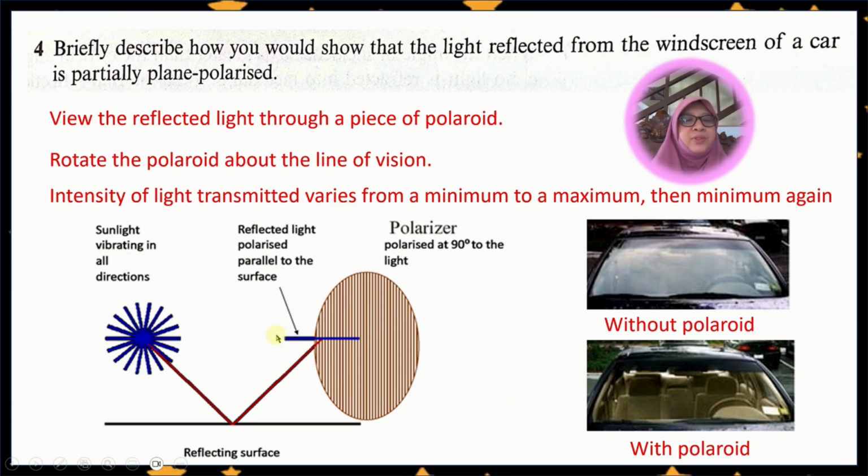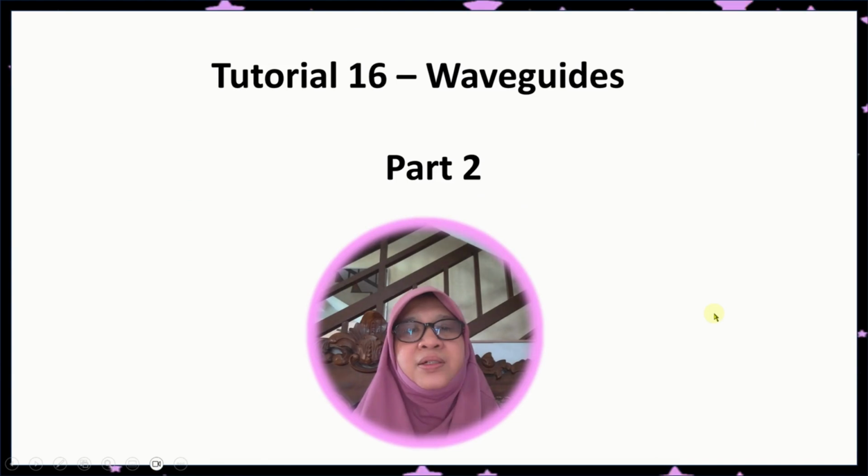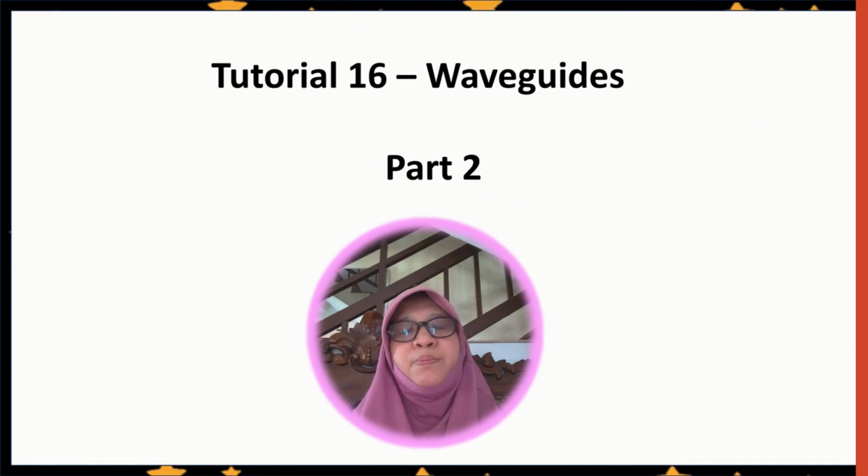In the 2D diagram like this, this is the unpolarized light hitting the reflecting surface, like the windscreen of the car. It is then reflected and passes through the polarizer here, and we can rotate this polarizer so that the intensity of the light transmitted varies from minimum to maximum and then minimum again.